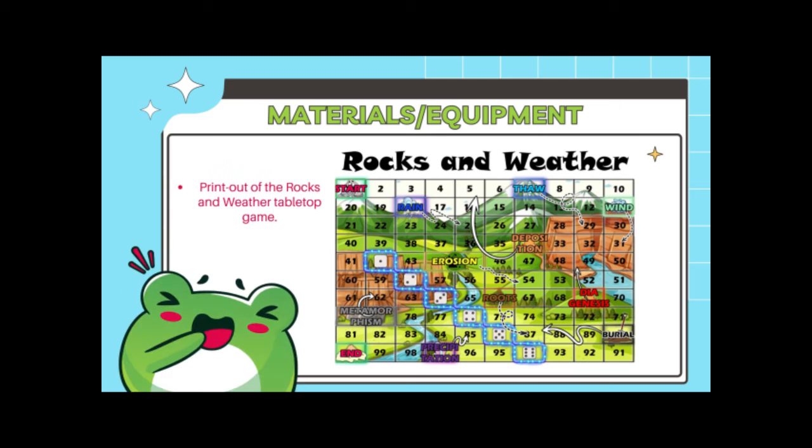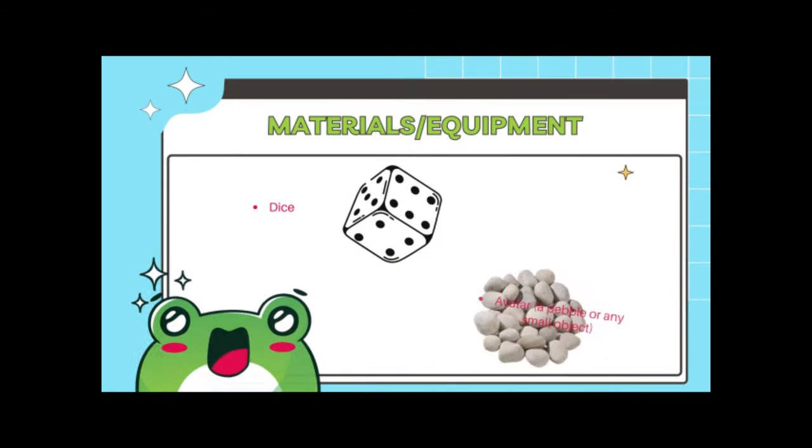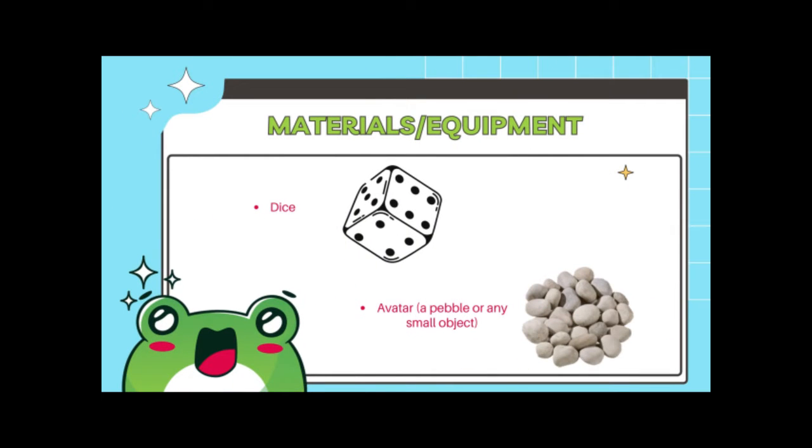Materials and equipment. The materials and equipment that we need is first, a printout of the Rocks and Weather tabletop game. Next, we need a die, and lastly, we need an avatar. An avatar is preferably a pebble or any small object that you can find around your house.